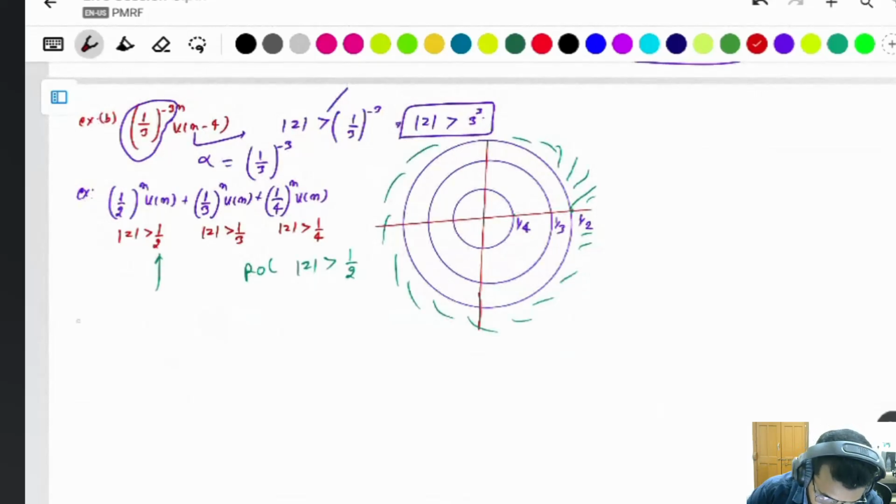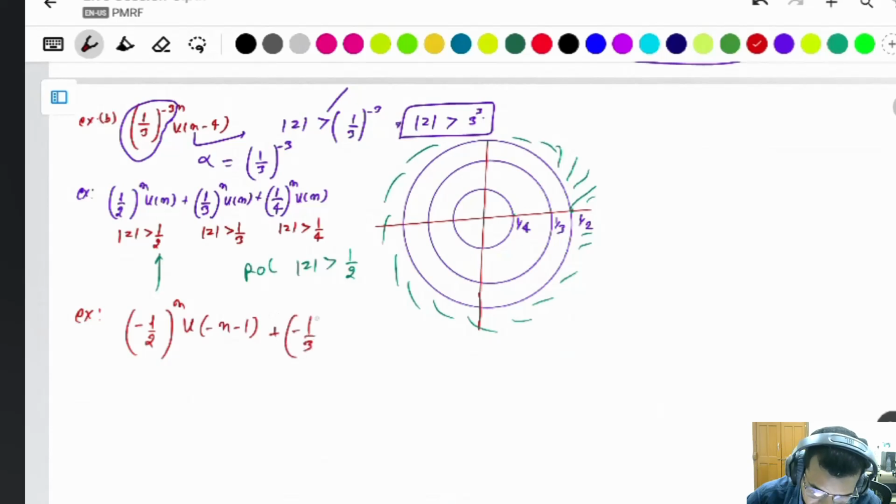The next example, if there is a negative of power n un, you have minus of minus n. If there is a negative or positive here, the left side and right side of the signal, then the ROC is defined by them. Plus minus of 1 by 3 to power of n u of minus n minus 1 plus minus of 1 by 4 to power n u of minus n minus 1.